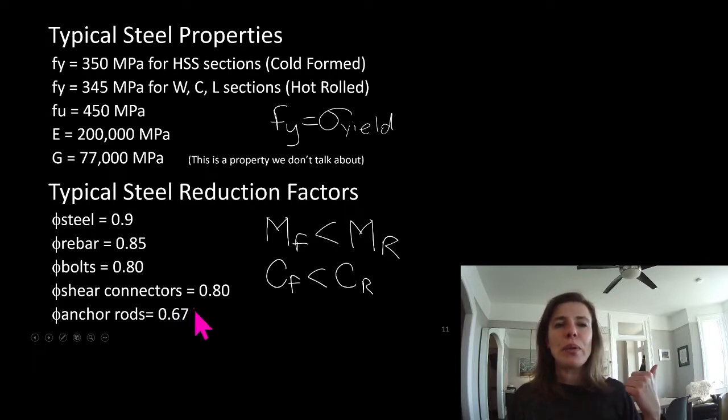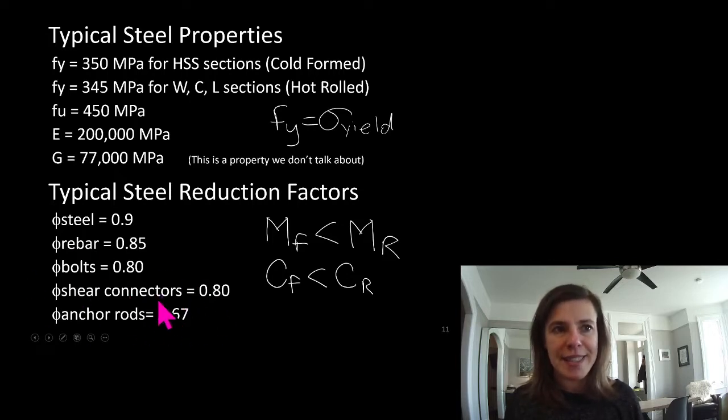Do you guys remember last term when I said probably the number one thing that happens wrong on a project is that anchor rods get cast in the wrong spot? Well, that's just one of the wonderful reasons that we have this 0.67 in there.